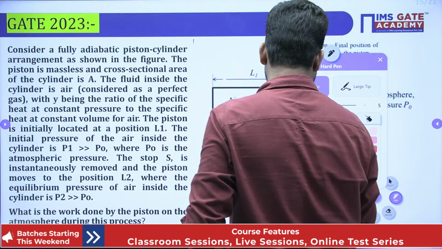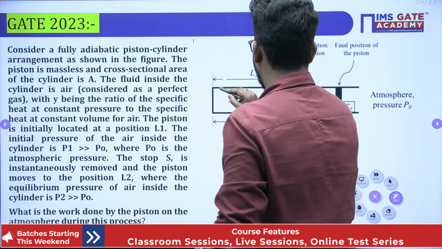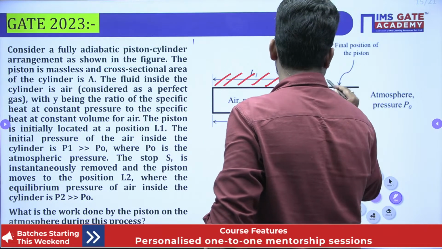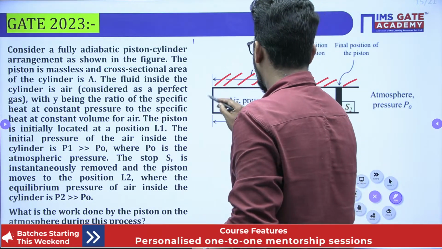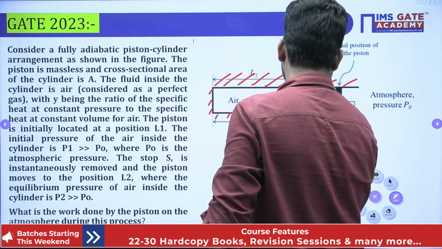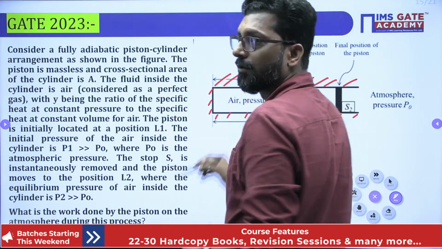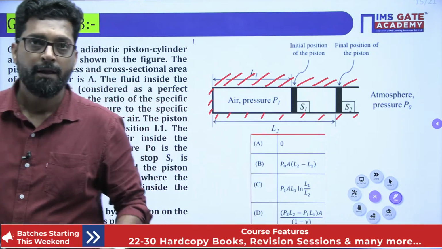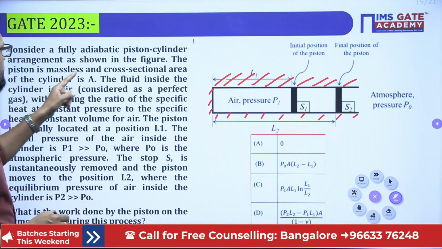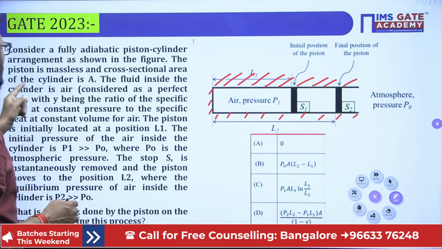You consider it fully adiabatic. There is no chance of heat loss from anywhere, and through this piston also. The piston is also adiabatic. Now, the arrangement is as shown in the figure: the piston is massless and the cross-section area of the cylinder is A.